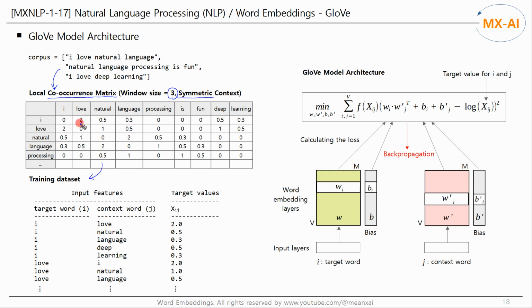We simply extract all the entries where the co-occurrence count Xij is greater than 0. The target word index i and the context word index j become the input features, while the corresponding co-occurrence count Xij becomes the target value. This forms the training dataset used to train the GloVe model. Next, let's take a look at the architecture of the GloVe model. The model consists of 2 input layers, 2 embedding layers, a dot product operation, 2 bias terms, and the loss function.